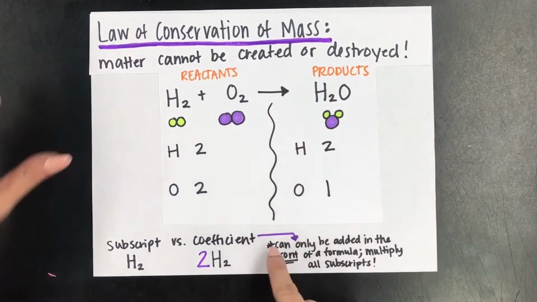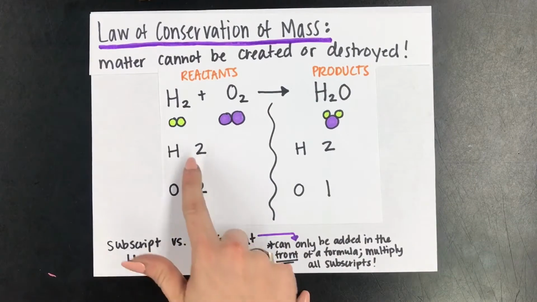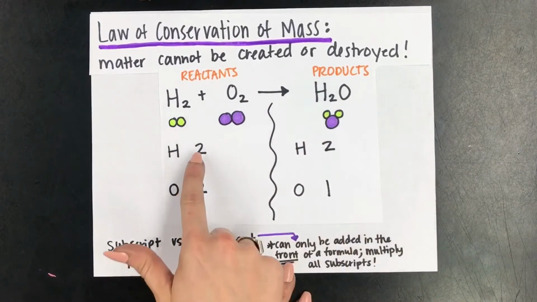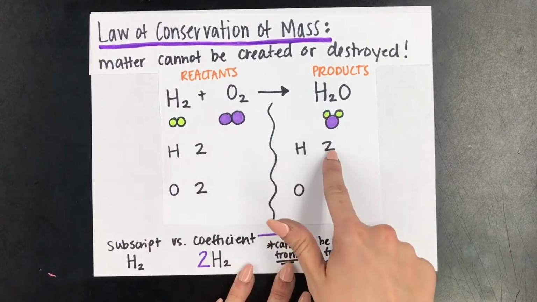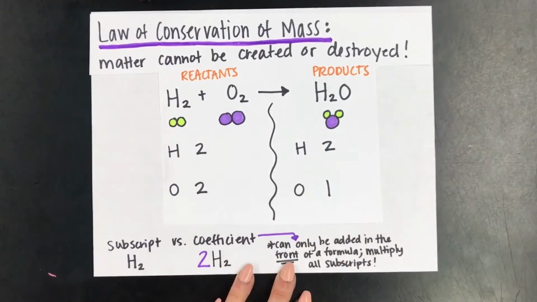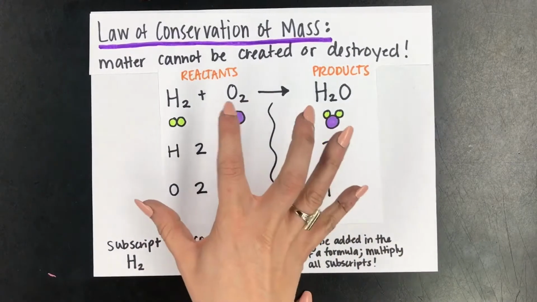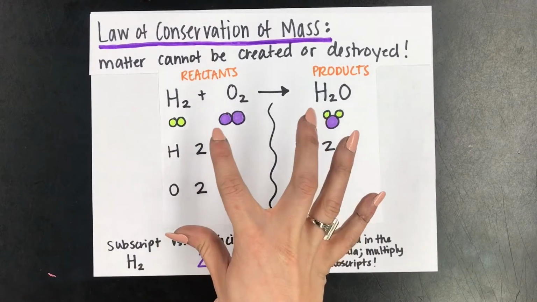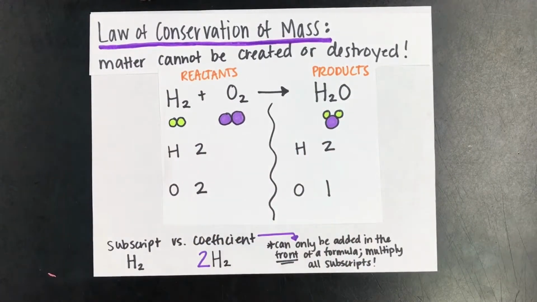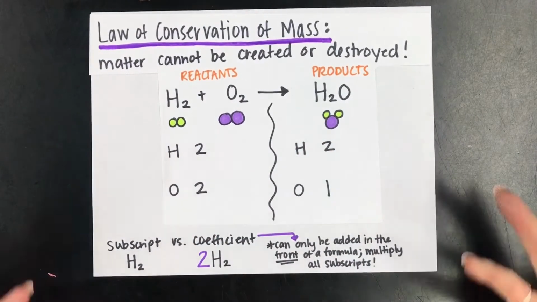If we listed it out at the yield arrow, what we have right here says that we have 2 hydrogens, 2 oxygens, and on the product side 2 hydrogens and 1 oxygen. So that appears not to follow the law of conservation of mass, but we know that that can't be true. So we need to fix this somehow.